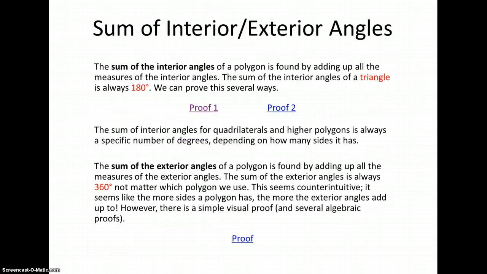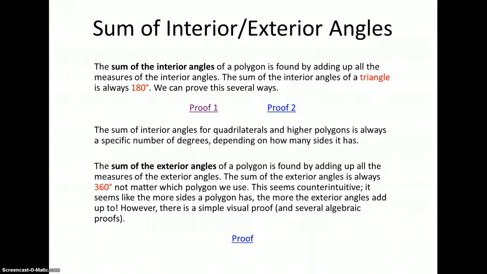The sum of the interior angles of a polygon is found by adding up all the measures of the interior angles inside the shape. The sum of the interior angles of a triangle is always 180 degrees. Now, if we switch it to a quadrilateral, it's going to be a different, larger sum. A pentagon would be a larger sum than that. But let's go back to triangle.